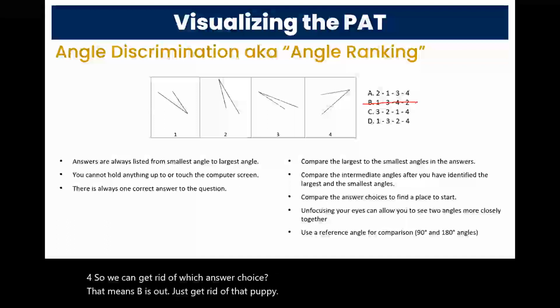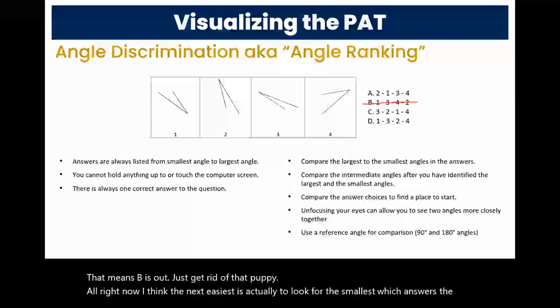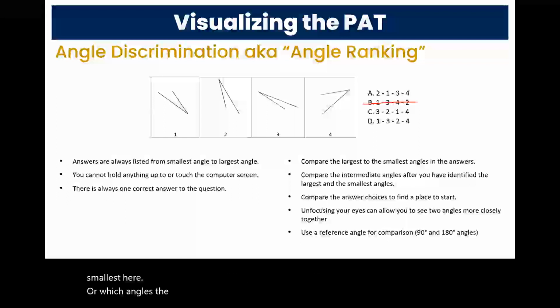All right. Now, I think the next easiest is actually to look for the smallest. Which angle is the smallest, I should say? 3 is smaller than 2 or 1. Oh, look at that. Wouldn't you know it? That gets rid of D, that gets rid of A, then it means our answer is C.